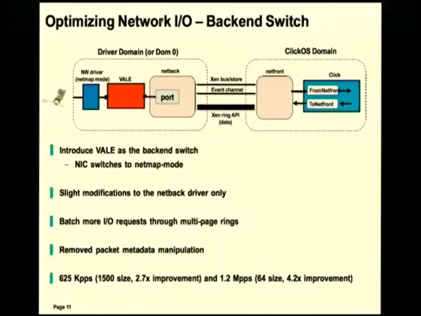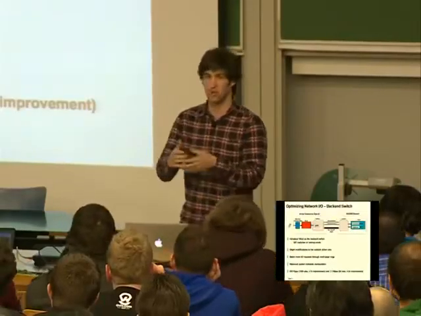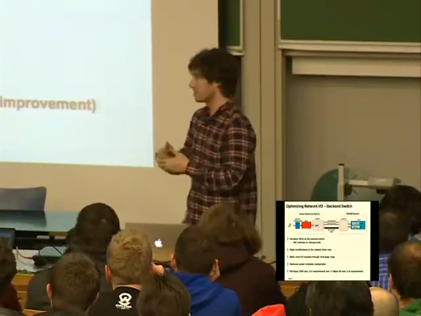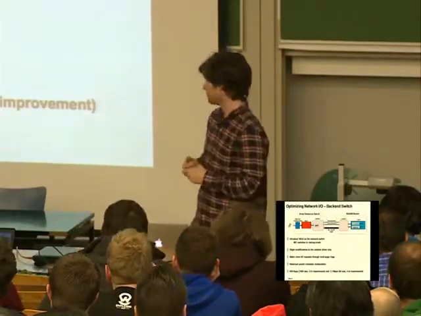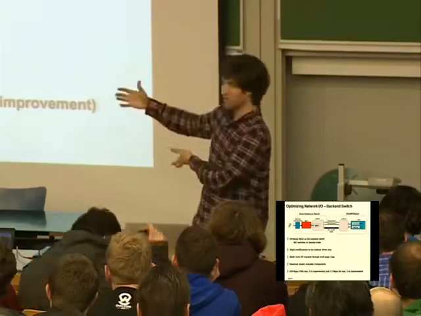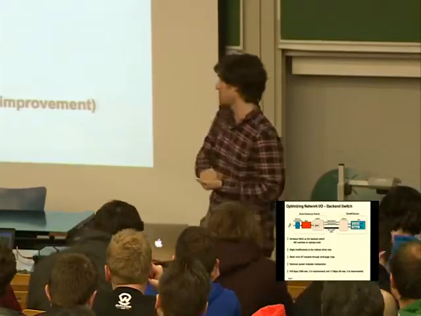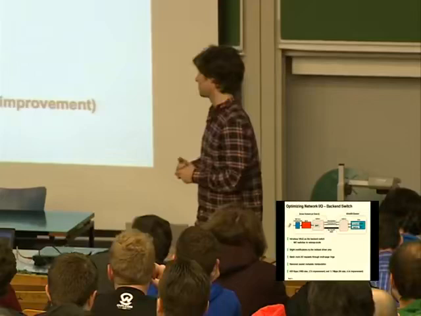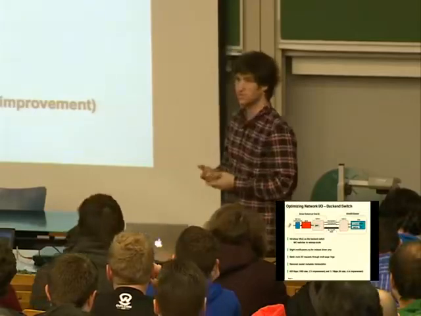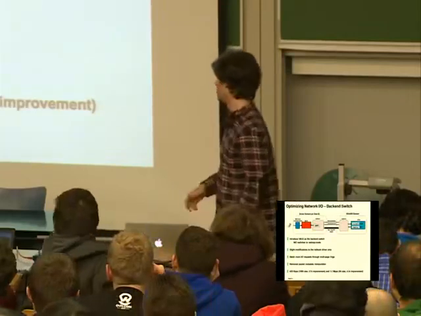We did slight modifications to Xen netback to support multi-page rings. This is work basically ported to netback, but it's work from Wei Liu. And because we are relying on VALE, it doesn't use skbs. We removed that packet metadata manipulation. And overall, the results were actually pretty nice. We get 3 times better performance and 1.2 million packets per second for minimum size packets.